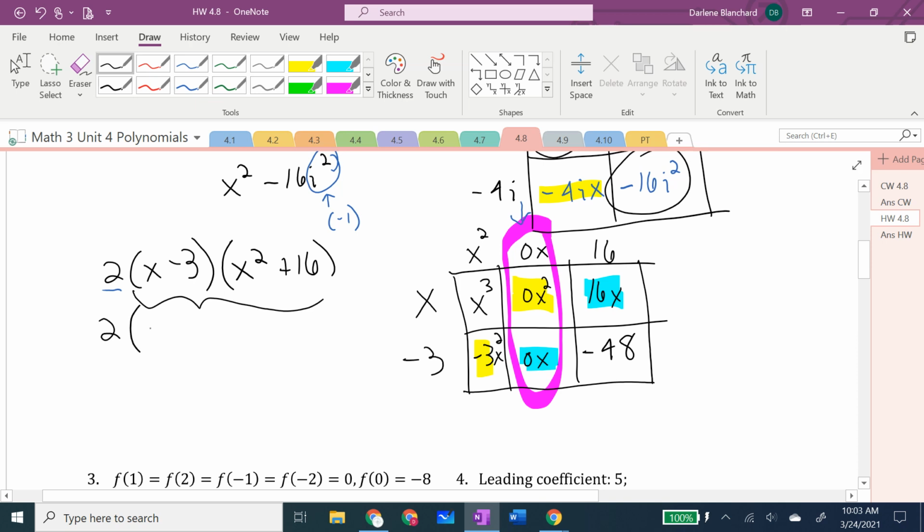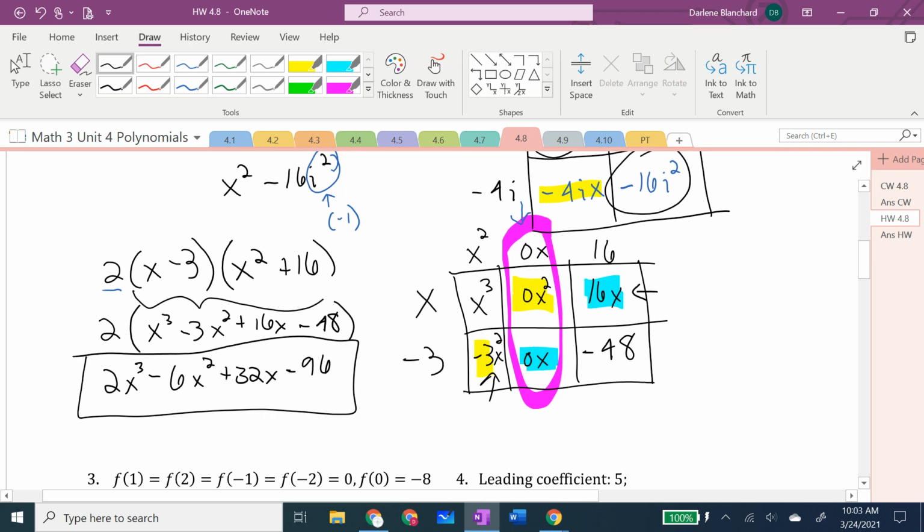I have 2 times x cubed, and I'm going to write it in descending order. So next I'm going to put the x squared, and then the x, and then the constant. And then I'm multiplying the 2 through at the very end, because that means I have smaller numbers that I'm multiplying when it's more complicated. And let's see, 32, and then 100 minus 4, 96. There we go. And then there it is. So that's number 1.